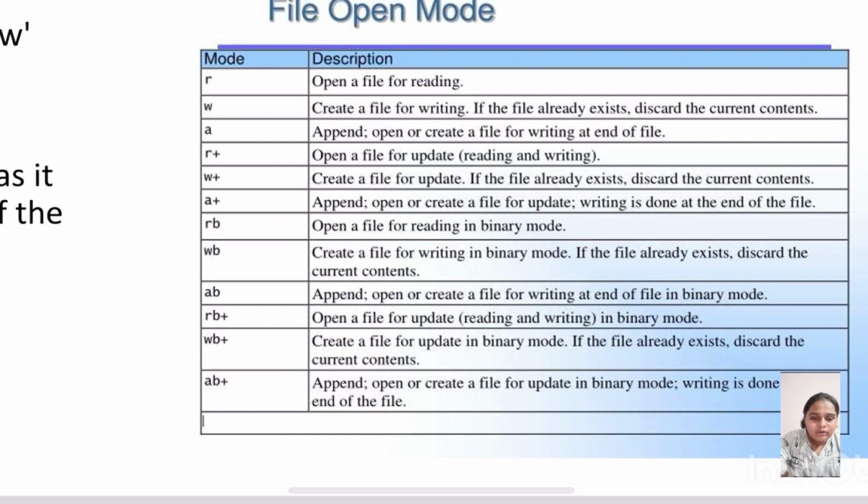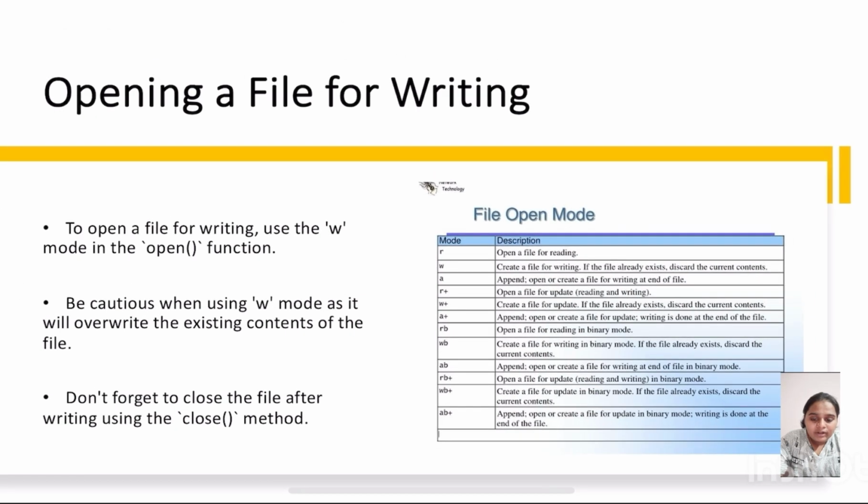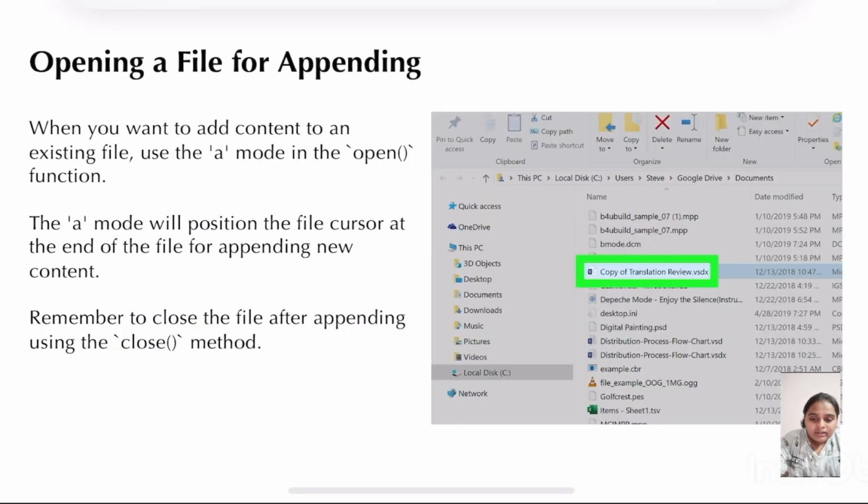Opening a file for appending. When you want to add content to an existing file, use the a mode in the open function. The a mode will position the file pointer at the end of the file for appending new content. Remember to close the file after appending using the close method.